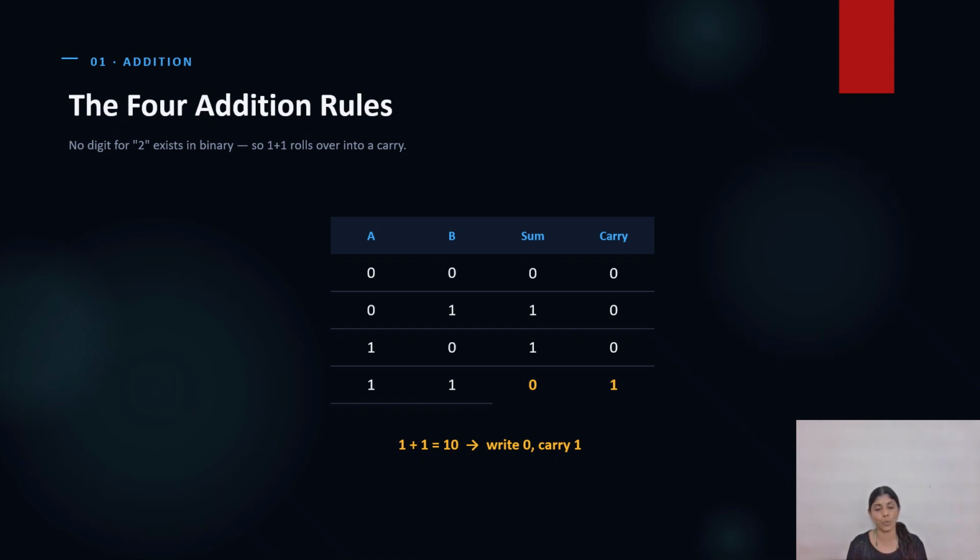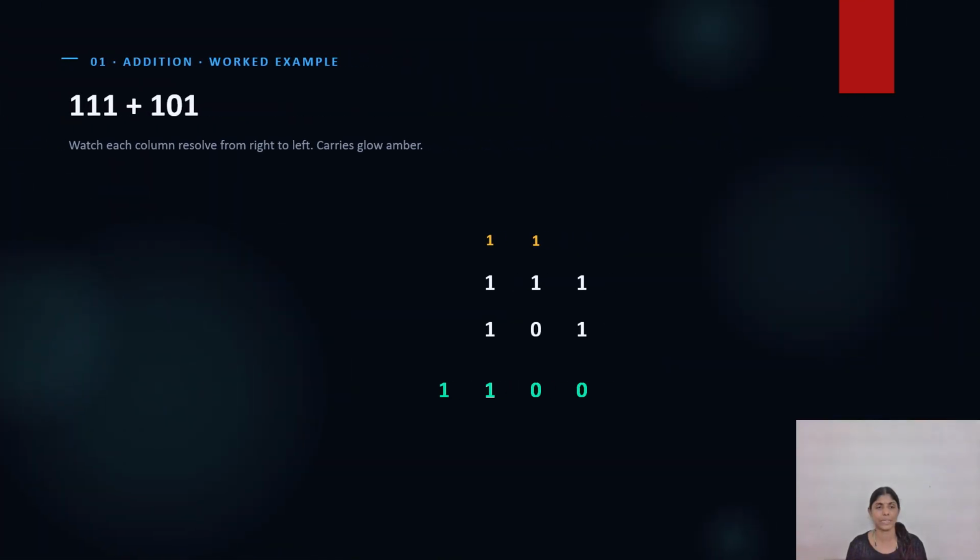So 1 plus 1 rolls over into carry. So 1 plus 1, what is the resultant I got? 1, 0. In the 1, 0, the least significant bit is sum and the most significant bit is carry. So that's why I have written sum is 0 and carry is 1. This is the only one thing you have to remember while doing the addition operation. So 1 plus 1, sum is 0 and carry is 1.